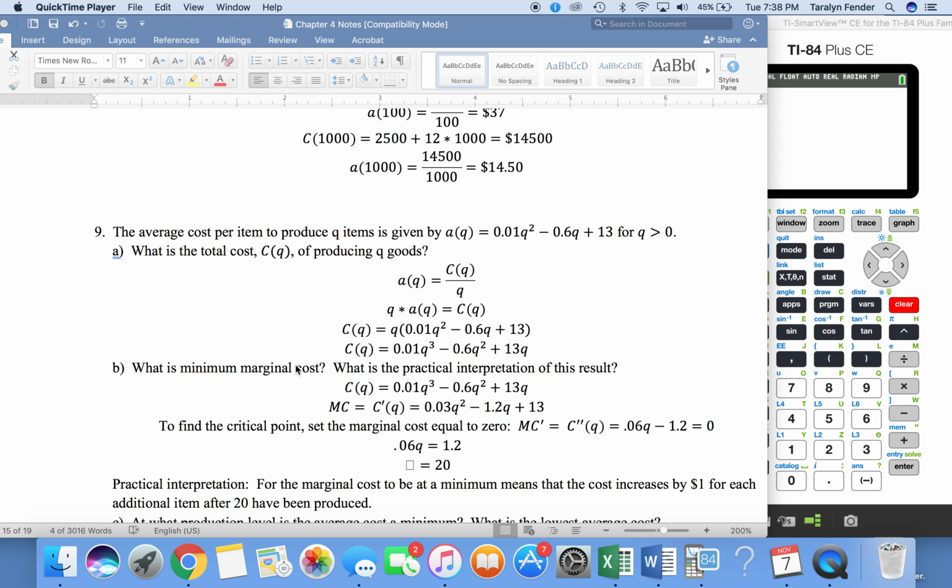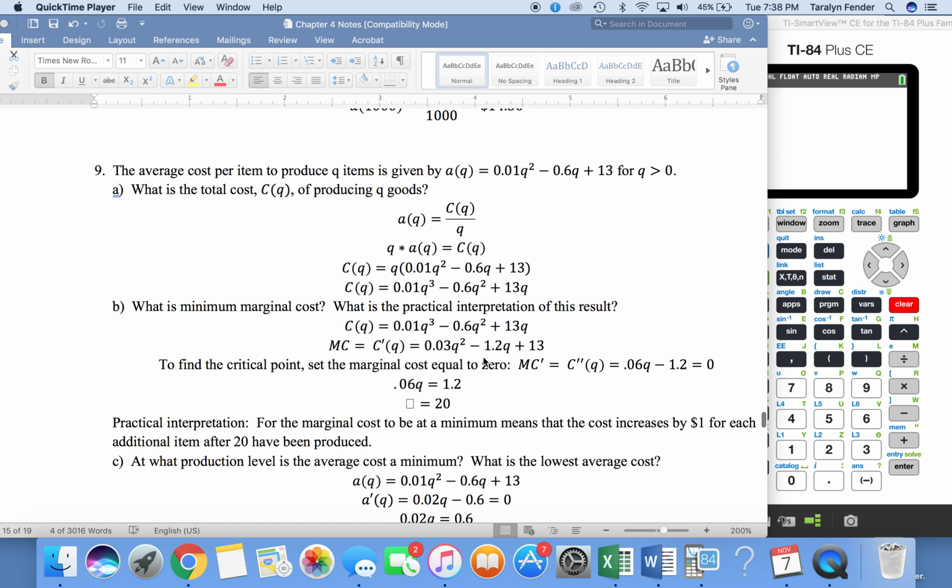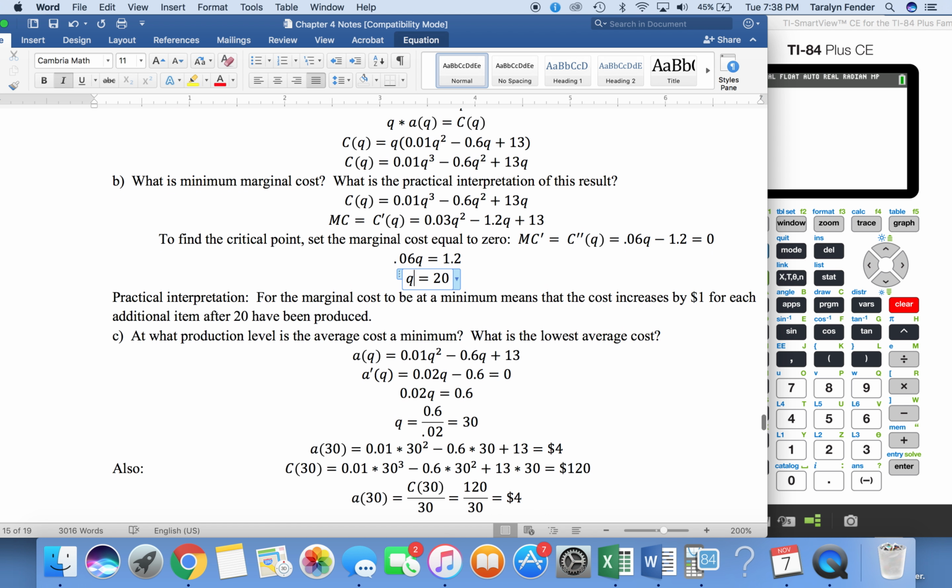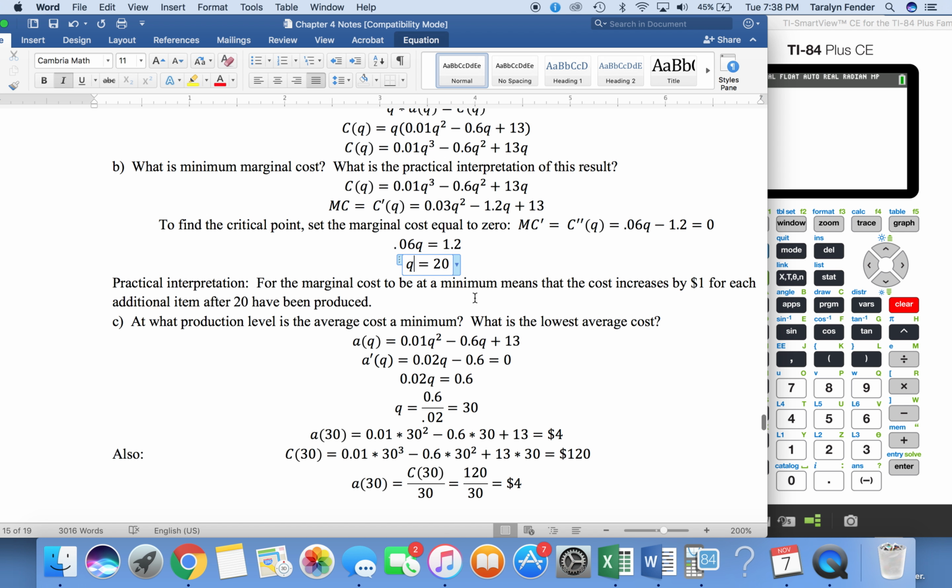What is the minimum marginal cost? Minimum marginal cost, derivative. So we want the marginal cost. What is the practical interpretation of this result? So then we have the cost function. We find the marginal cost function. Find the critical point by setting it equal to 0. So Q is equal to 20. So the interpretation of that is for the marginal cost to be at a minimum means the cost increases by $1 for each additional item after 20 have been produced.